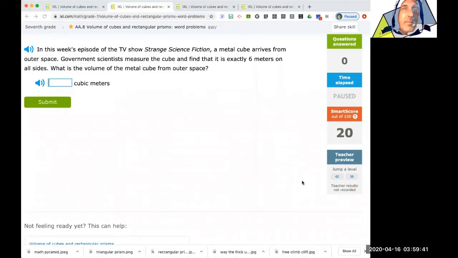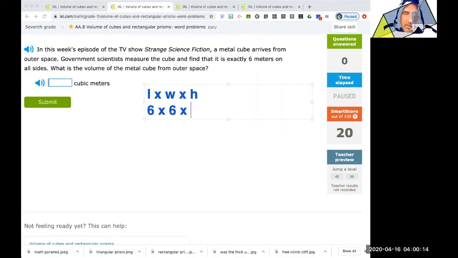All right. A metal cube arrives. Now, a cube is a square that's three-dimensional. So that means it's the same measurement on all sides. Government scientists measure the cube and find there's exactly 6 meters on all sides. What is the volume of the metal cube? Let me get my toolbox that you can't see and open a text box. So I'm going to have length times width times height. Okay, and they're telling me it's 6 on all sides.